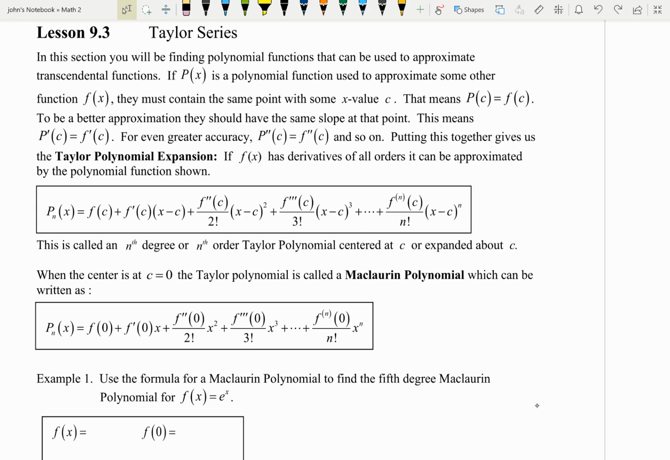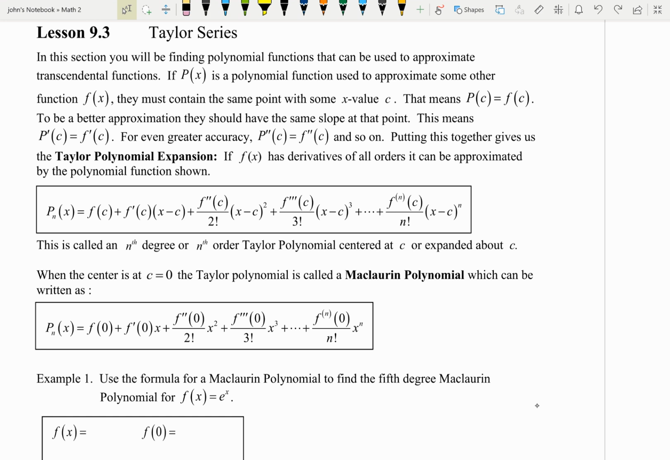All right, so in this section, we're going to find polynomial functions that could be used to approximate transcendental functions. A transcendental function is a function that cannot be described with normal algebraic operations like multiplying, dividing, adding, subtracting. So, for example, a polynomial is not a transcendental function, but e to the x or a logarithm is. Any of those types of functions can't be represented with those normal algebra functions.